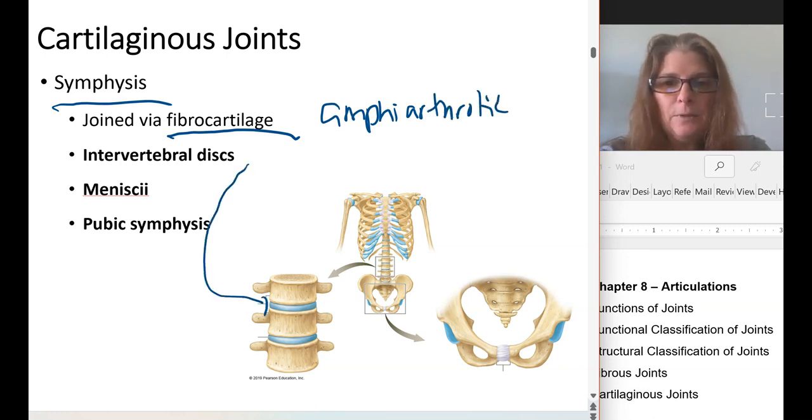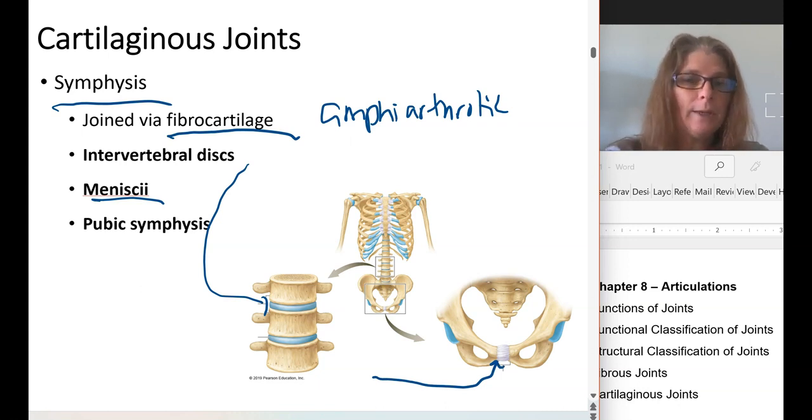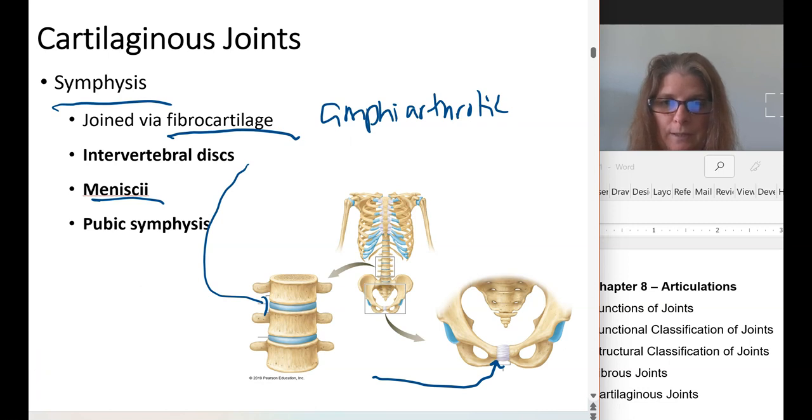Examples: the intervertebral discs that are between the vertebrae in your back, the menisci. We looked at these in the knee joint. You have a medial and a lateral meniscus, the cartilage in your knee, and then you have cartilage that joins the 2 pubic bones, which is called the pubic symphysis. So bundles of cartilage, thicker cartilage. If it's fibrocartilage in the joint, we have to call it a symphysis joint.